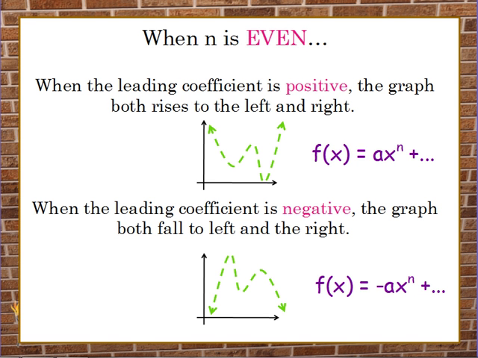Okay, so the rule is when n is even, if the leading coefficient is positive, then the graph both rises to the left and the right. Basically, your left and your right are always going up. If it's even and your leading coefficient is negative, then the graph, both the left and the right, are both going down. Okay?